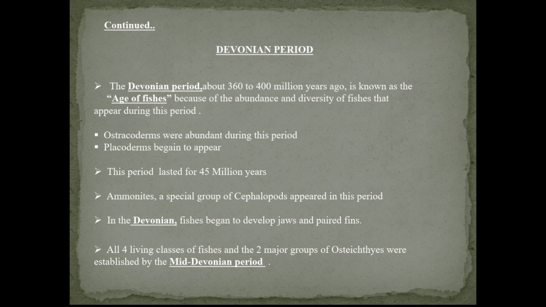I already told the four classes of fishes, once again I'll repeat. The first one is placodermi, the second one is chondrichthyes, the third one is osteoichthyes, and the fourth one is acanthodii. Acanthodii and placodermi both became extinct, and the two major groups of osteoichthyes, Sarcopterygii and Actinopterygii, were established by the mid-Devonian period.